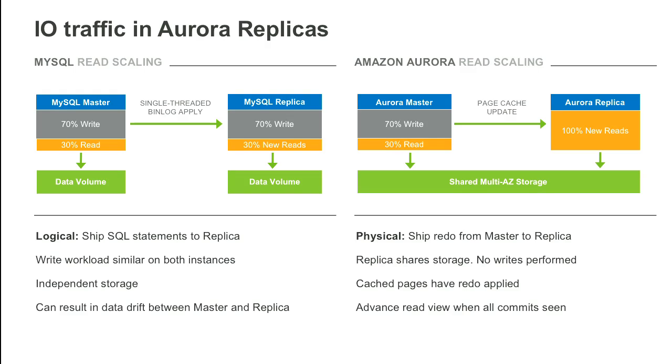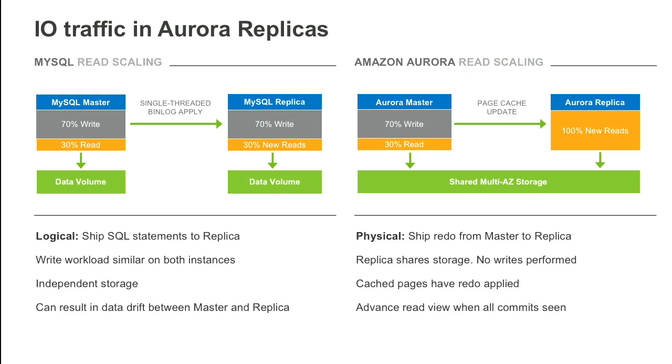Aurora replication is very different. First, the master, the writer, and all the Aurora replicas are mounted on the same shared volume. So you're not writing data twice. You can have up to 15 replicas, and they're all using the same underlying storage volume. Next, we do ship log records from the master to each replica, but what we're shipping is a physical log record, the redo log record. It's not logical replication.